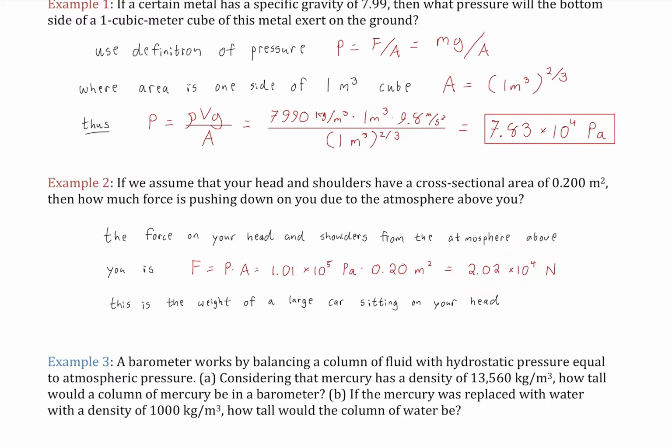That's actually a lot of force. That's 20,000 newtons. That's the weight of a large car sitting on your head all the time. How can we withstand such a huge force? Well, there's a number of reasons. First of all, we've evolved to withstand that force, but that's kind of a simple explanation. In what ways have we evolved to withstand that force?